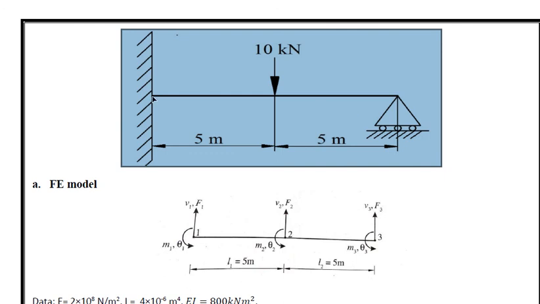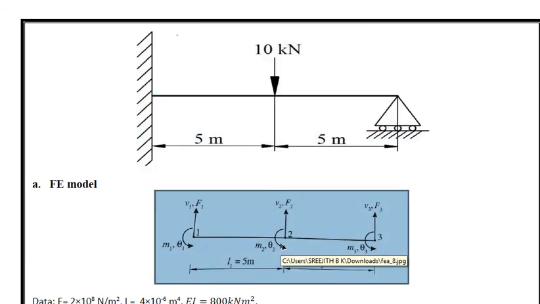Now, node 1 is fixed, which means degrees of freedom V1 and theta 1, that is deflection and rotation, both are arrested. Here there will be V1 and theta 1, V2 and theta 2. Here this will be node 3 where V3 is arrested. Since roller support is given, there will be no deflection downwards, but theta 3 will be there, which means there will be rotation. So the degrees of freedom arrested are V1, theta 1 and V3.